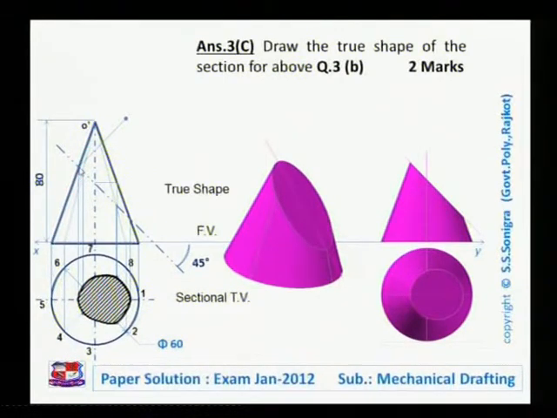So from P5, draw a line which makes an angle of 90 degrees with the cutting plane. So this is the line. The angle between this line and this line is 90 degrees. And measure this distance. The distance of this point in the top view means the distance between P5 and the XY line. Measure this distance and put it over here. So this is point P5.